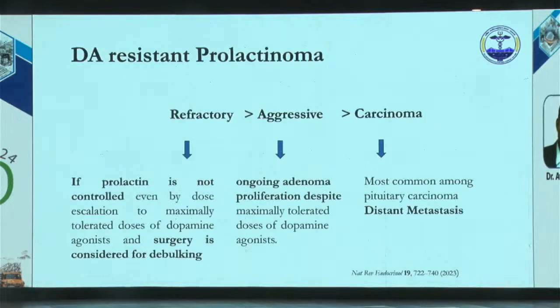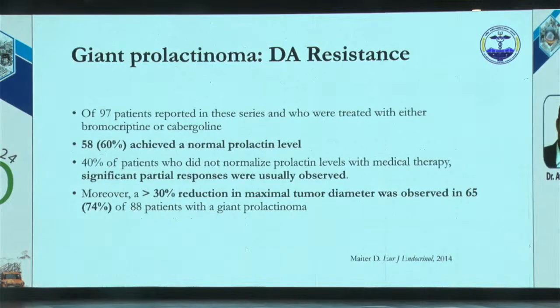So once we get a DA resistant prolactinoma, we need to understand that there are three aspects of it. Firstly, whether it is refractory, where the major criterion is that prolactin is not controlled and surgery has to be considered. Second, whether it is aggressive, meaning despite giving cabergoline, there is ongoing proliferation based on MRI. If we see on MRI that the size is increasing, then possibly that is an aggressive tumor. And the third one is carcinoma, where there will be a distant metastasis. So these three things have to be remembered and we need to classify accordingly.